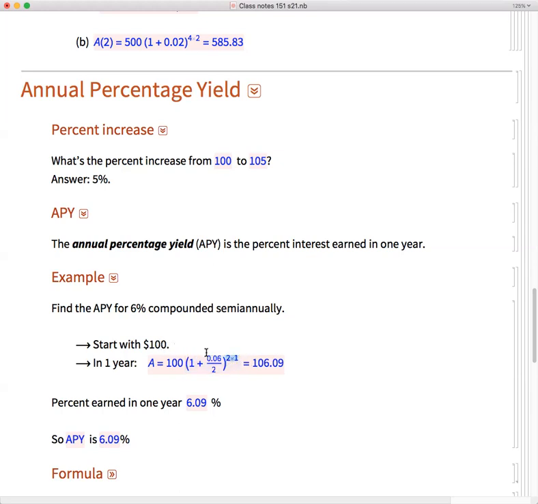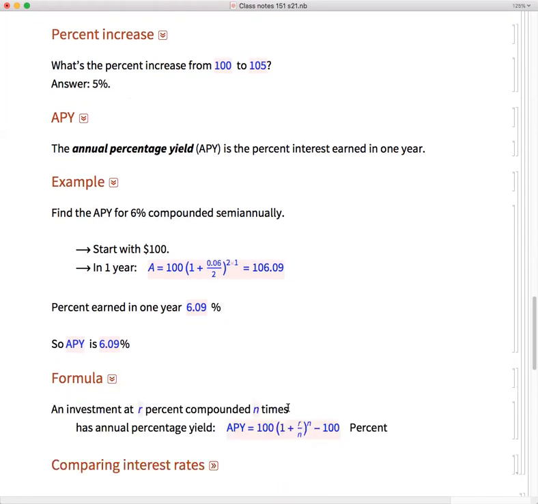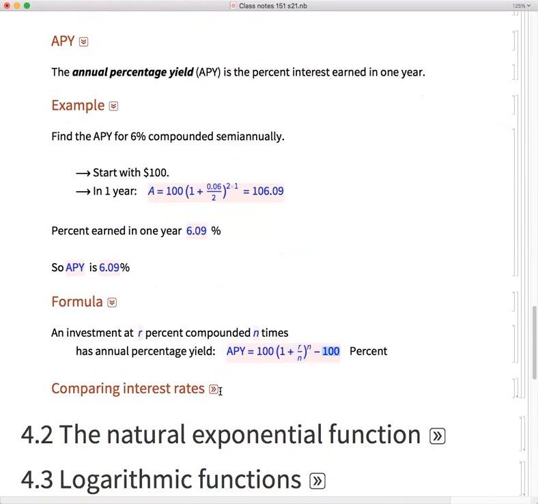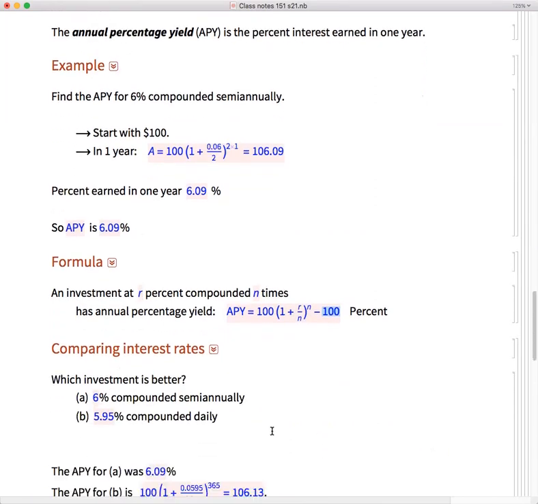So we started with 100. We ended up with $106.09. It says the percent earned in 1 year was 6.09. So this is the general formula. If you just want to put it on a note card, it's what we just did here for 6% and N equal 2. We subtracted the 100 off in our heads, but if you want it as part of the formula, that's just a reminder to subtract the 100.